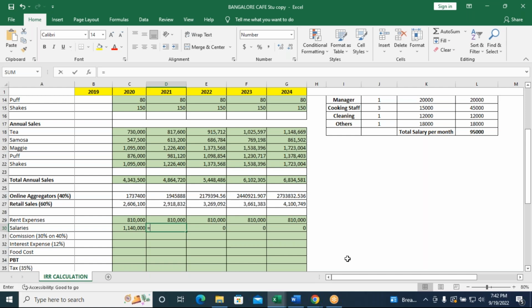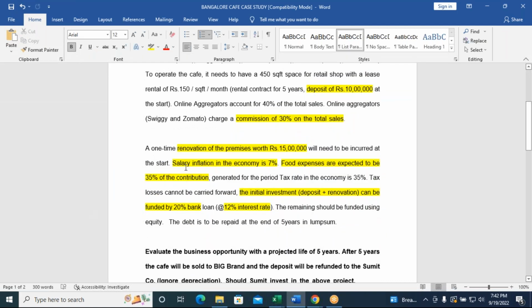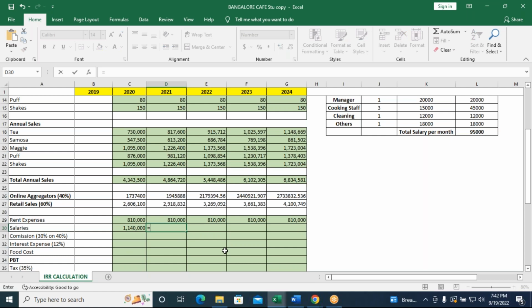Okay, so here I need to make it is equal to, select the previous cell. There is an increment in the salary, right? I forgot about it. So salary inflation in the economy is 7%, which means there is a hike in the salary every year, that is 7%. So I'll take it as the previous year salary into 1 plus 7%. So 7% is the hike that you have told. If you want, you can try with this formula, or the formula your friend referred to previously. You can use that formula also. So I'll just come here, select and drag.